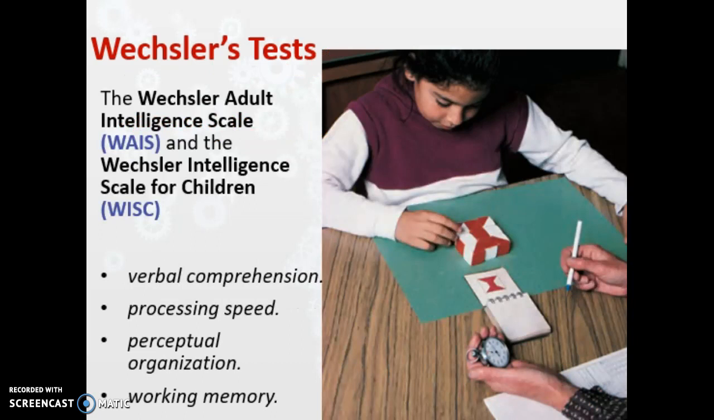The most popular intelligence tests used today are the Wechsler exams. There are essentially 2 main types. There's what we call the WAIS and the WISC. The Wechsler exam essentially looks at these 4 different components that you have up here.